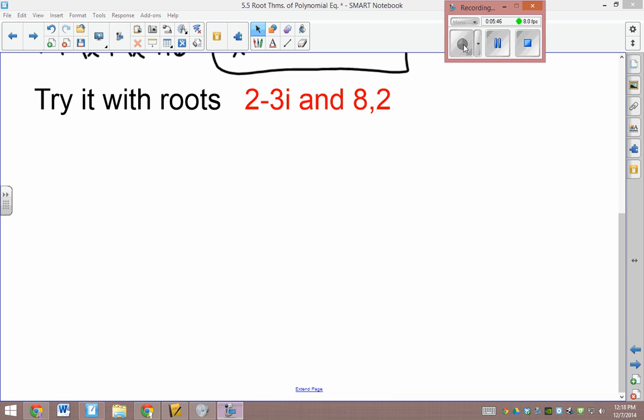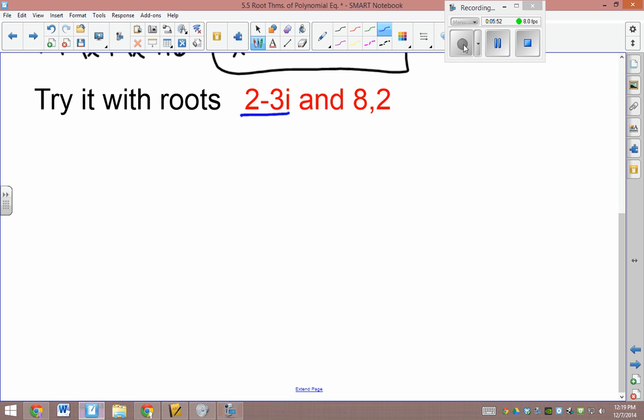Here's the next example. It says try it with the roots 2 minus 3i, and then 8 and 2. This is the only root that is imaginary or complex, so that is the only one that's going to have a conjugate, 2 plus 3i. So I've got 1, 2, 3, 4 roots total. Therefore, I'm going to have a fourth degree polynomial. Let's talk about the real numbers first. So x minus 8 is going to be one of them, and x minus 2.